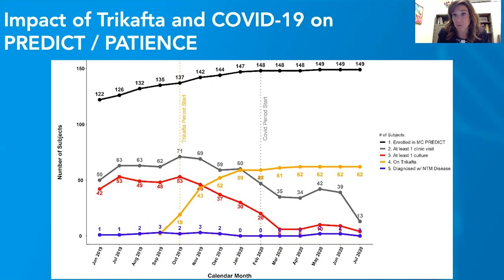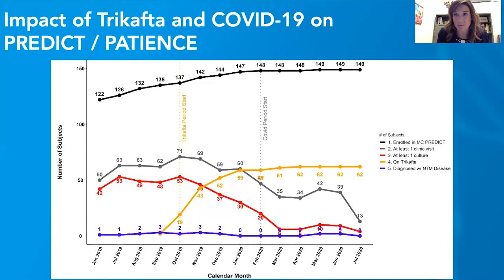Then lastly, that blue line at the bottom shows our running average number of NTM disease diagnoses made per month. On average, we were making 1 to 3 diagnoses per month. But then again, after Trikafta and COVID, our number of NTM disease diagnoses has basically gone down to zero, which we hypothesize is due to improved respiratory symptoms, less sputum production, and then less clinical assessments due to shutdowns. So certainly something we anticipate improving and picking back up in coming months.